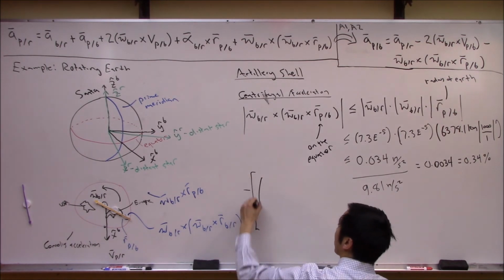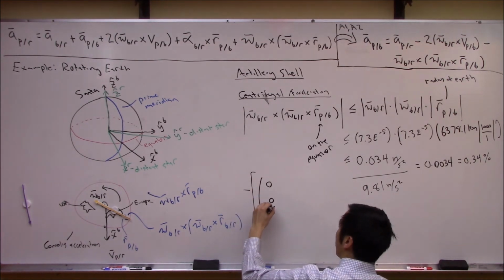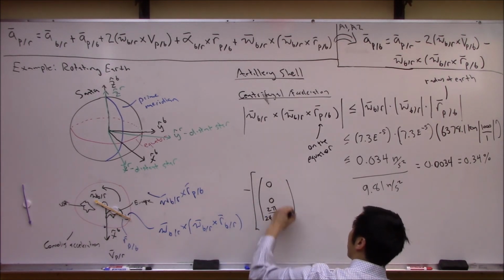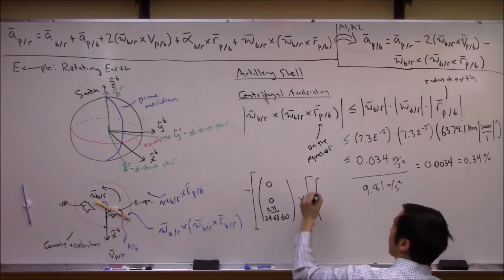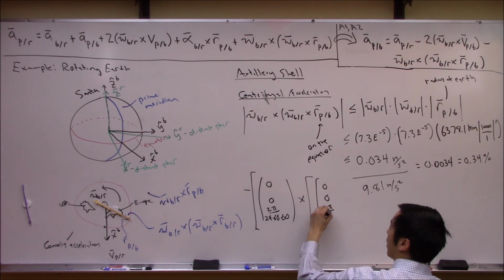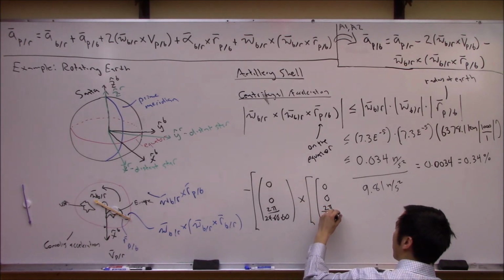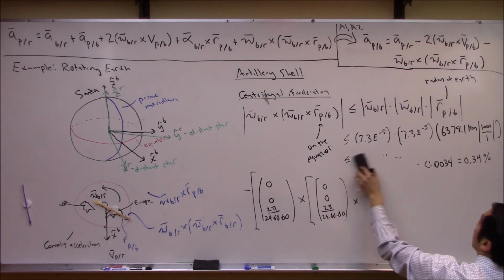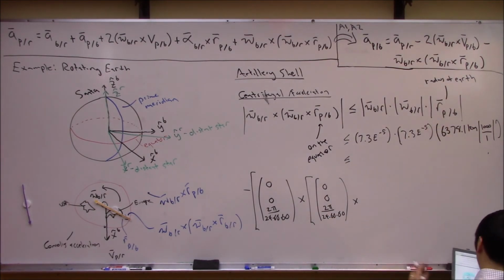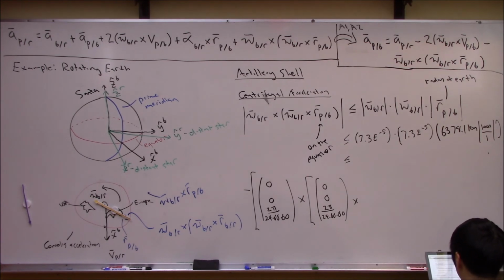So this first vector is 0, 0, 2 pi over 24 times 60 times 60, crossed with the same thing, 0, 0, 2 pi over 24 times 60 times 60, crossed with this position vector here. In my notes I used something very, very simple. I think I used the example, where did I define r? Come on, where is it?